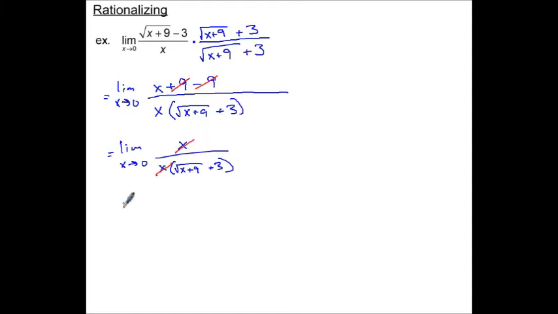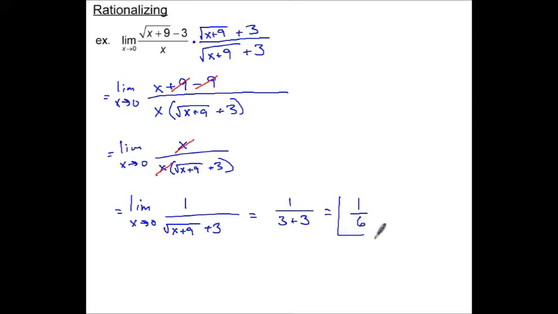Alright, so one more step gives me the limit as x approaches 0 of 1 over root x plus 9 plus 3. Okay, now at this point, if I think about what that 0 is going to do for me, it's not going to create a 0 in the denominator, so I'm free to plug it in and see what happens. Plugging in the 0 for x, 0 plus 9 gives me 9, and the square root of 9 is 3, so this is really just 1 over 3 plus 3, which works out to be 1 over 6. So there you go, the limit of that whole nasty looking thing as x approaches 0 is 1/6.